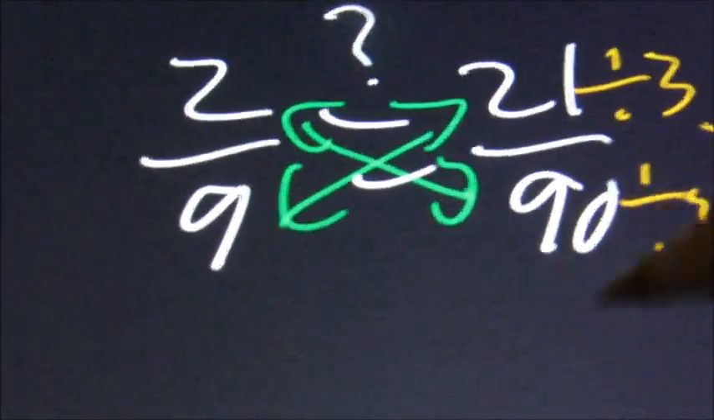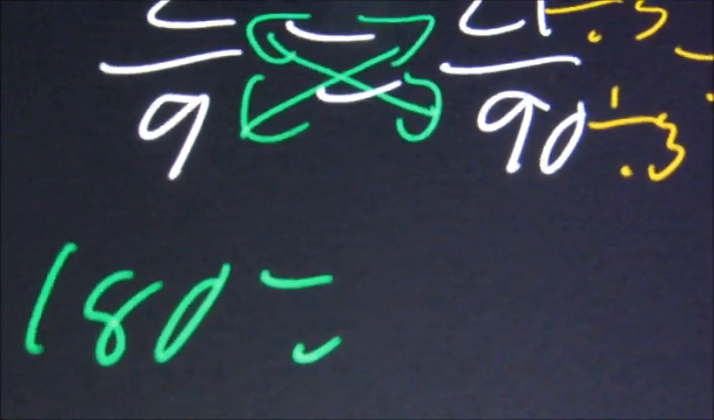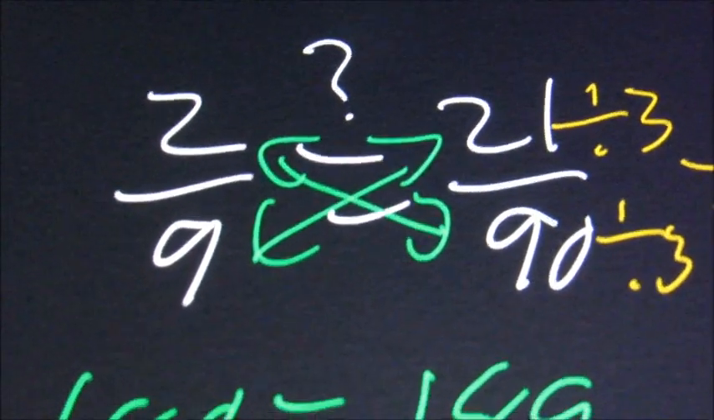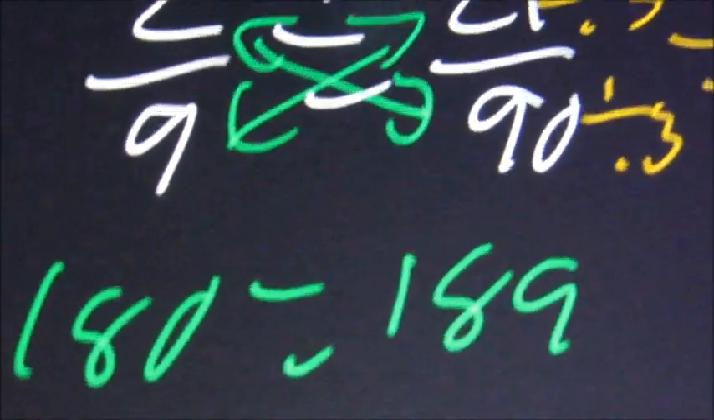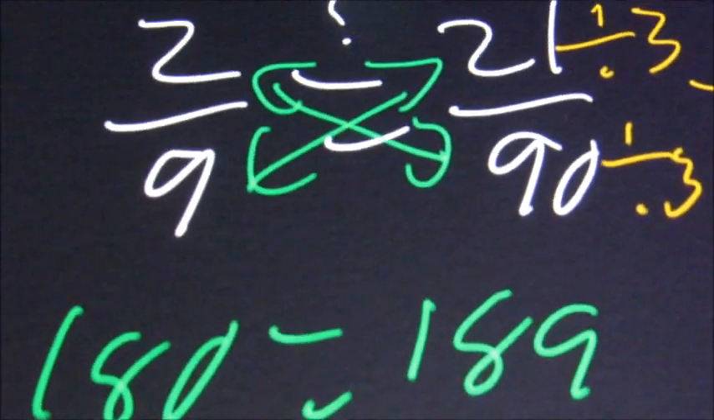But let's say we want to do the cross-multiplying way. 2 times 90 is 180. 9 times 21 is going to be 189. So again, they're not equal to each other. So these two, you would say no for this one. And that's what some of the first questions are going to be, just asking you if the two are equivalent.